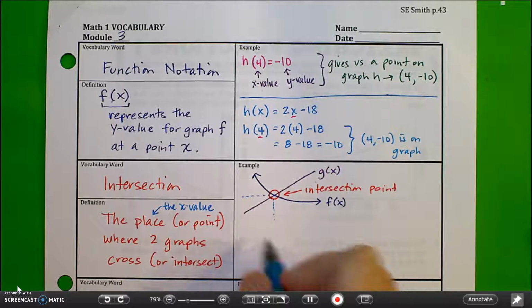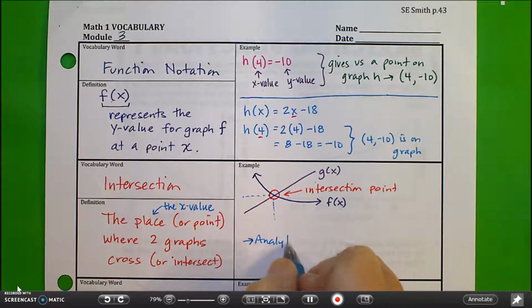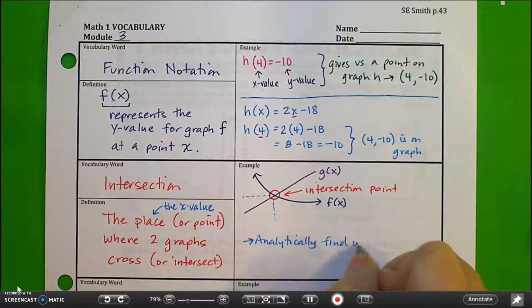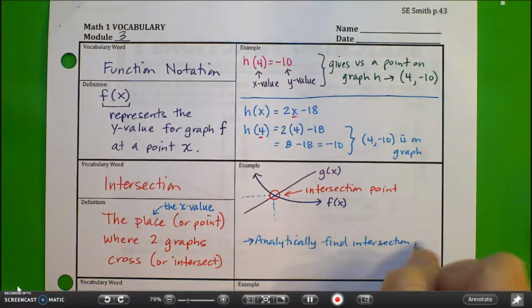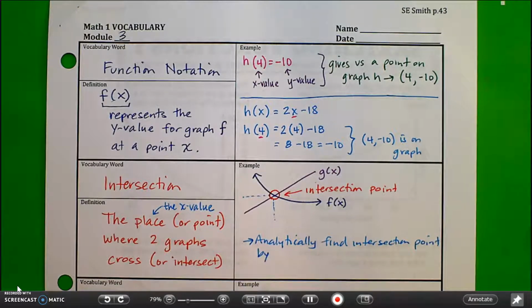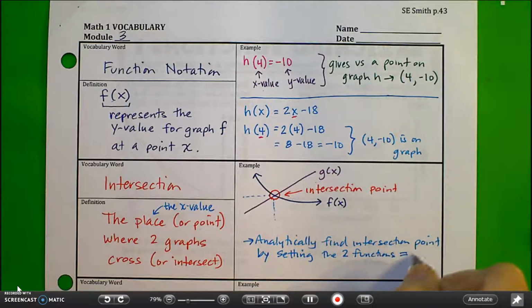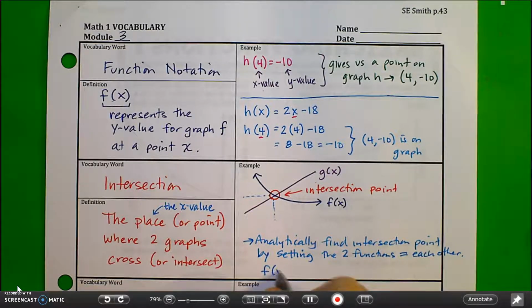Analytically, you can find the intersection point by setting the two functions equal to each other. Okay, so as an example, we would take whatever the equation is for f of x, we would set it equal to the equation for g of x, and solve for x algebraically.